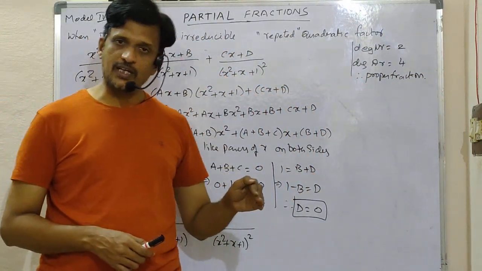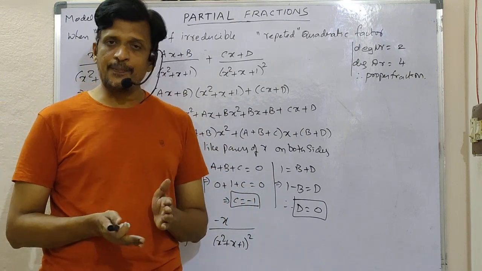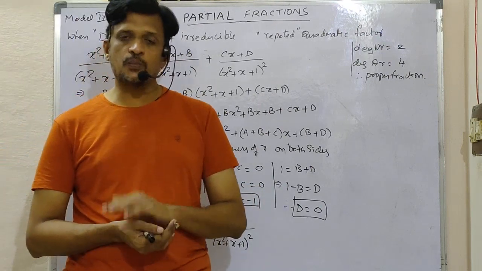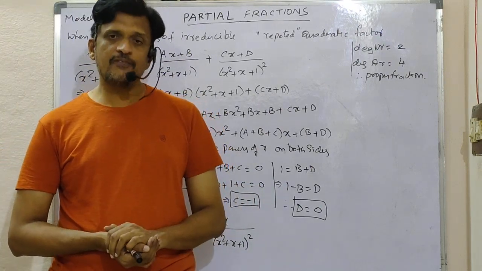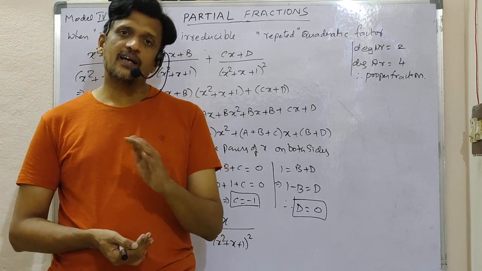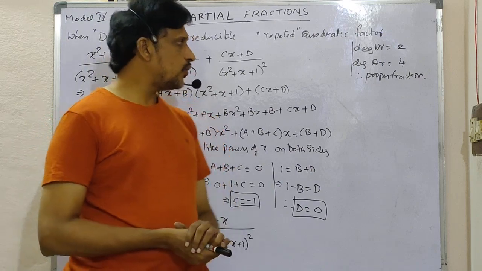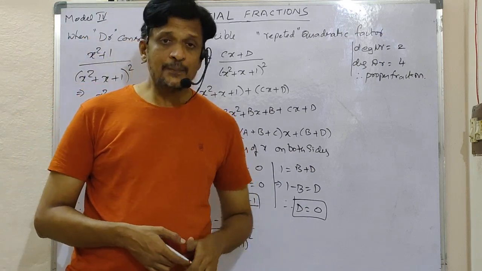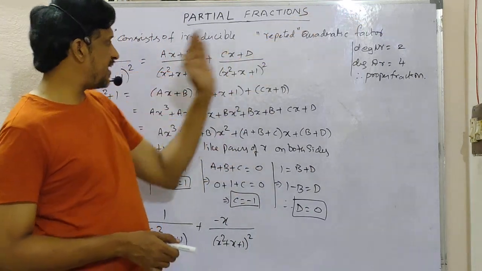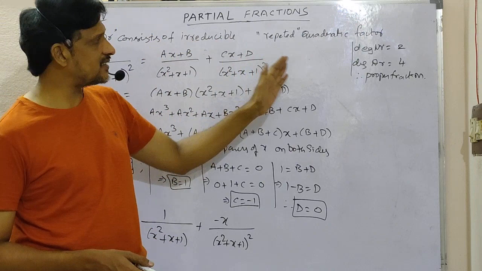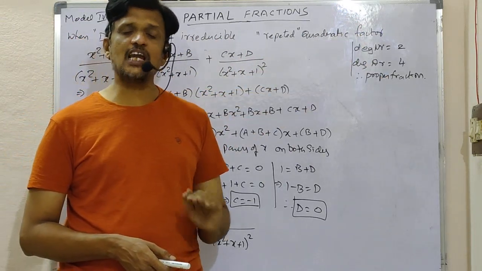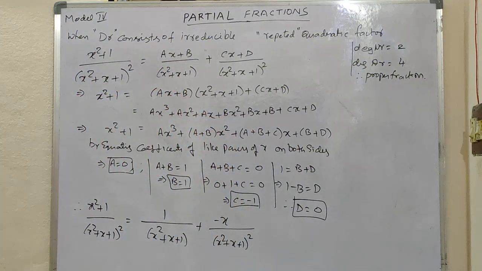These are the first 4 models, means type 1, type 2, type 3 and 4. 1 and 2 are related to linear factors, both non-repeated and repeated. 3 and 4 are related to quadratic irreducible factors, again non-repeated and repeated. And now the next model is improper fraction. In all these previous cases, the given fraction can be expressed as the sum of the partial fractions when it is a proper fraction. Suppose if it is an improper fraction, then how to write? That is the next one.